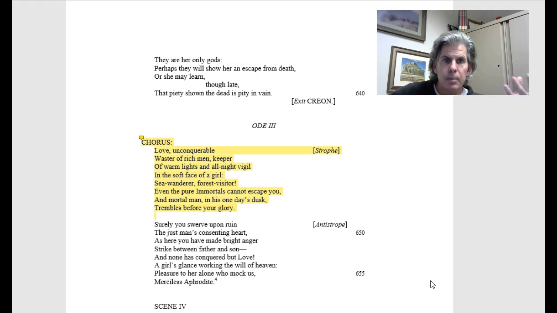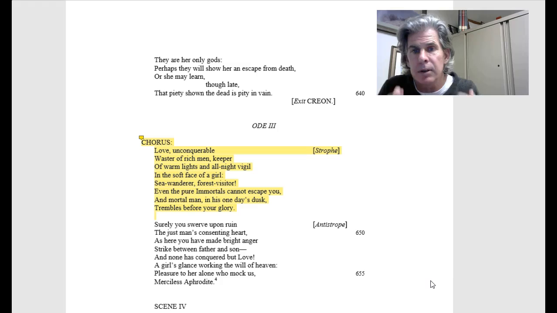What is he talking about? Literally, he's talking about the power of love, but he uses the language as if he's a thief, but he's also a sea wanderer. He is somebody who is everywhere, but he's also somebody who goes to the forest, and then he's somebody you can't get away from. Trembles before your glory. He is ominous. Love has all these different aspects. Nobody can get away from him. He's the thief, he's the conqueror, he's the invader. The gods are subjected to him.